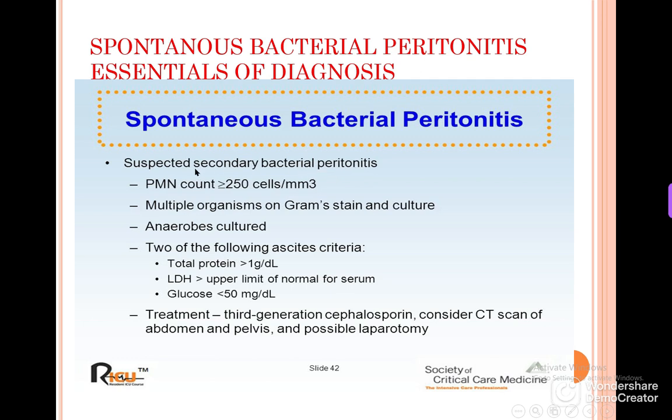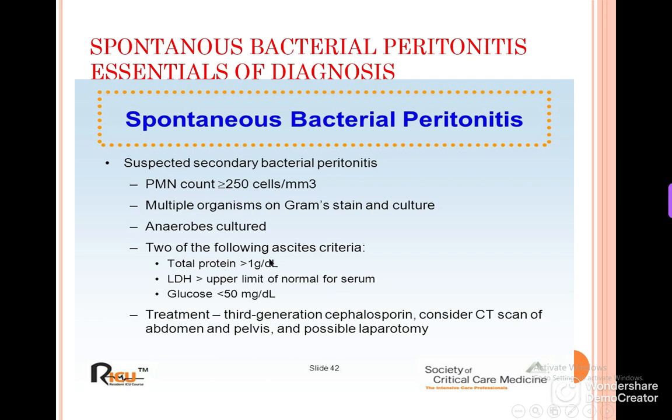Secondary bacterial peritonitis is peritonitis with inflammation near the peritoneum. The peritoneum covers all the viscera. If you are dealing with bacterial peritonitis which is spontaneous, it means that secondary bacterial peritonitis should not be there. It is primary bacterial peritonitis. The two important things: the polymorphonuclear count should be more than 250 cells, or the WBC count should be more than 500 cells. Two important parameters. Thirdly, if you culture, there are multiple organisms in the gram stain and culture, and anaerobes which are cultured.